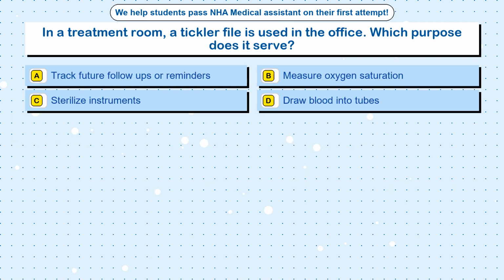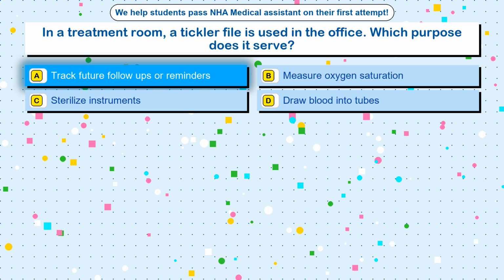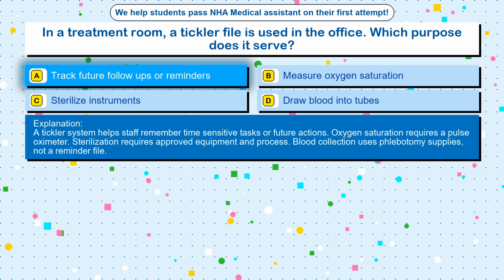Question 43. In a treatment room, a tickler file is used in the office. Which purpose does it serve? Option A, track future follow-ups or reminders. Option B, measure oxygen saturation. Option C, sterilize instruments. Option D, draw blood into tubes. The correct answer is option A, track future follow-ups or reminders. A tickler system helps staff remember time-sensitive tasks or future actions.